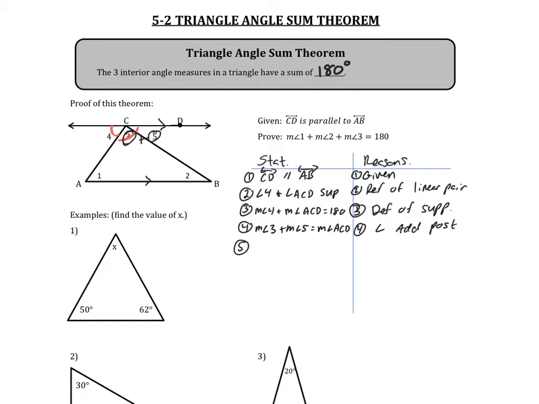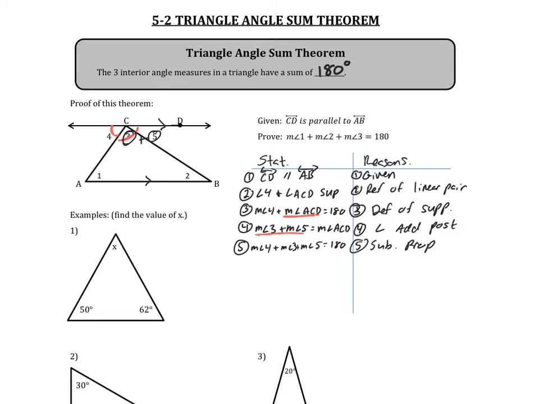Where can I go from here? Eventually I want to somehow be adding 3 angles together, right? Well, right now I know that this measurement of angle ACD can be replaced with these 2 angles right here. So I'm going to do that. I'm going to say the measure of angle 4 plus the measure of angle 3 plus the measure of angle 5, those are all going to add up to 180. And I'm allowed to do that because I'm allowed to substitute equivalent things. That's our substitution property of equality, right? Okay, well, how is that helpful to me?